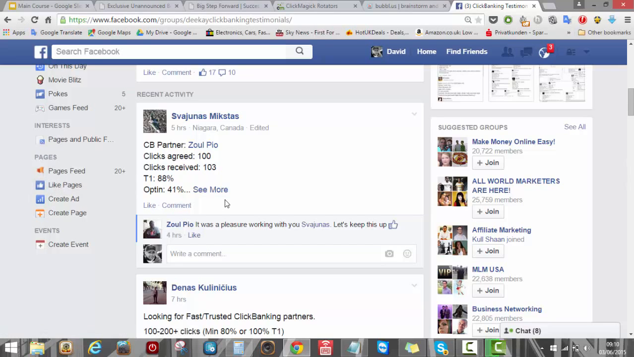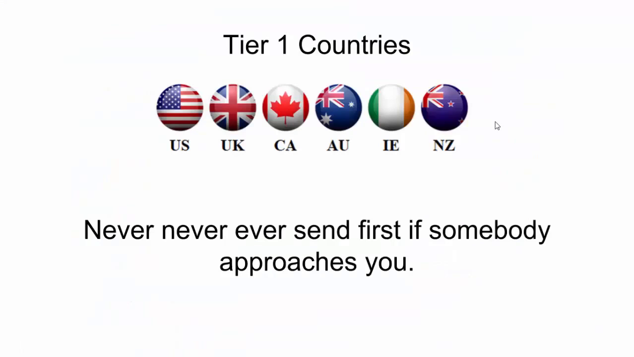Just briefly on the terminology here, you can see the T1 here is 88%. T1 is essentially the countries with the most amount of money, or the more likely to spend more money. So the T1 traffic is considered more valuable. You can see the T1 countries here. There's probably one or two more countries that some people might consider T1 as well, but for all intents and purposes, these are the main T1 countries, all English-speaking countries here.